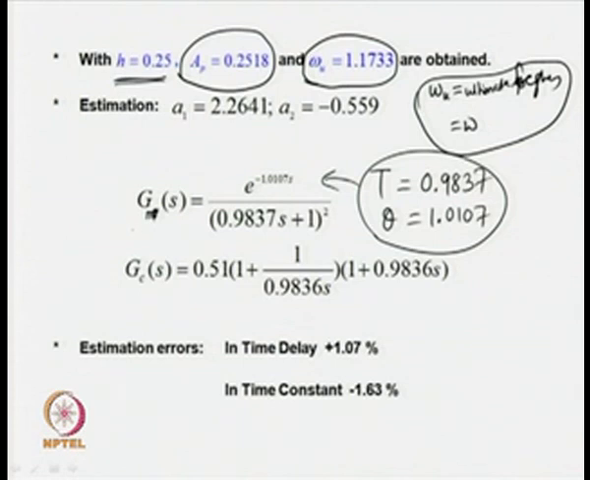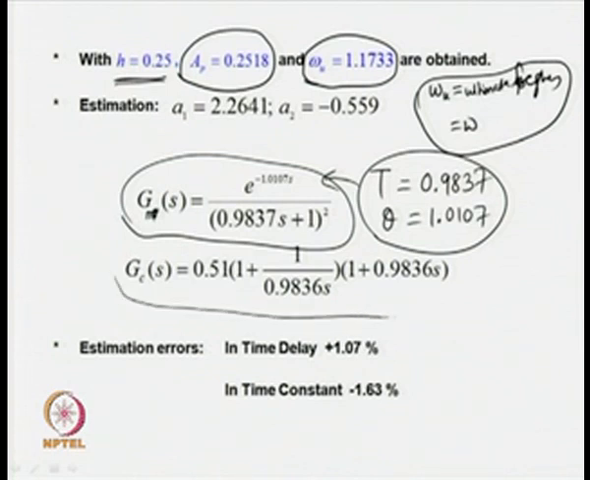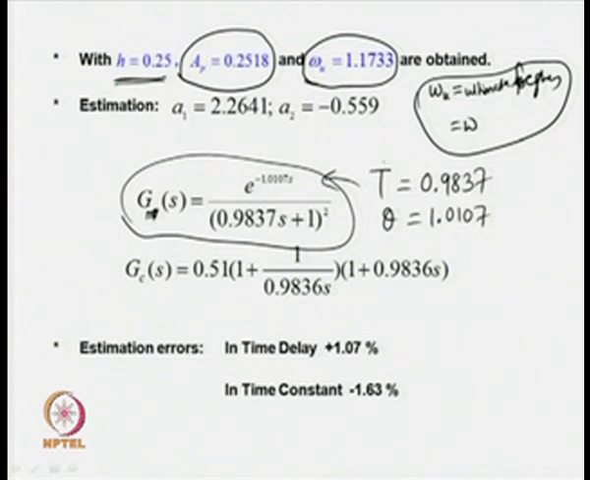Okay. So, in the transfer function model form, the estimated parameters are shown over here, and the model has a second order plus dead time transfer function of the form G M s is equal to e to the power minus 1.0107 s divided by 0.9837 s plus 1 whole square. Now, how the controller is designed will not be discussed now, rather we have interest in the accuracy of the parameters T and theta, or the estimated values of T and theta.